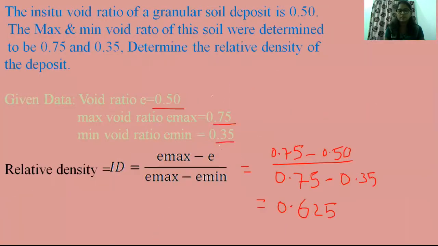The next problem is relative density. Here given void ratio, natural void ratio and maximum and minimum void ratio values. Now directly substitute e max minus e by e max minus e min. Now the value is 0.625.